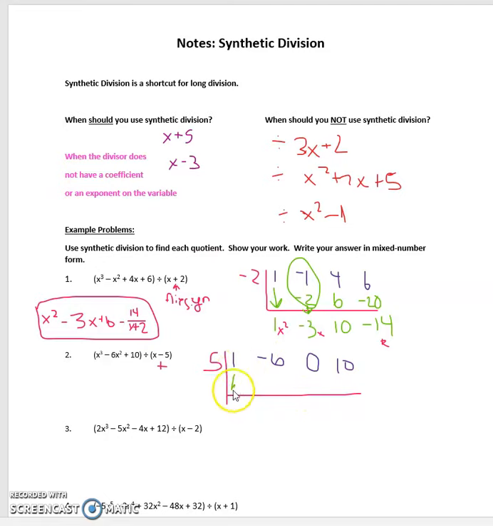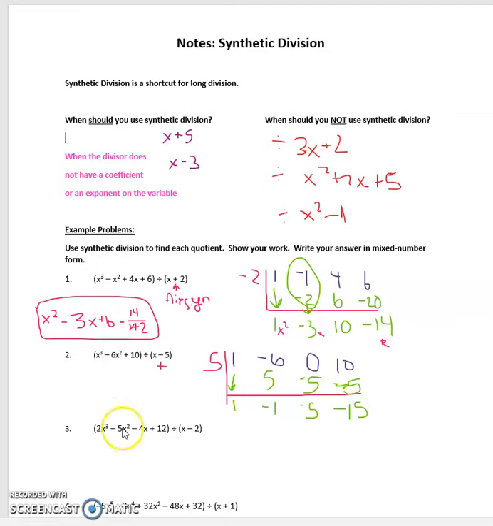Bring this down. 1 times 5 is 5. Negative 6 plus 5 is negative 1. 5 times negative 1 is negative 5. Anything plus 0 is itself. Negative 5 times positive 5 is negative 25. So bad, I'm sorry. 10 minus 25 is negative 15.